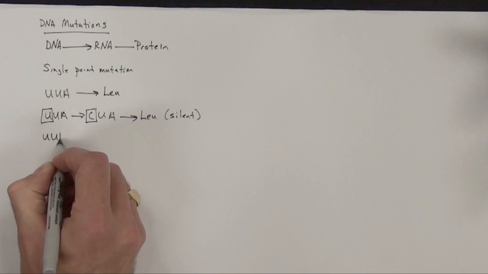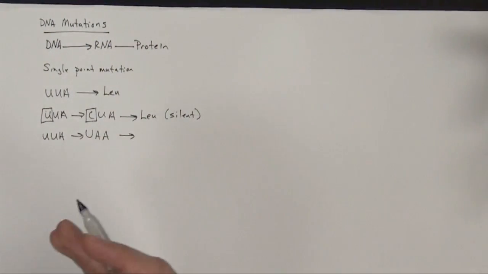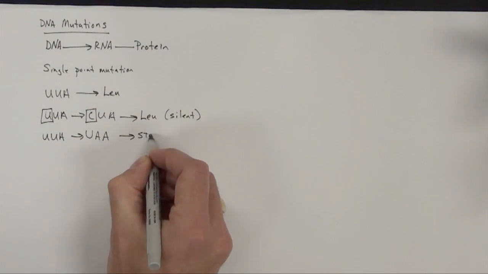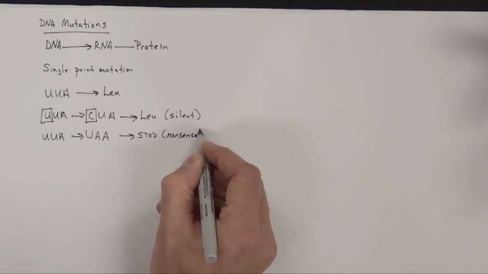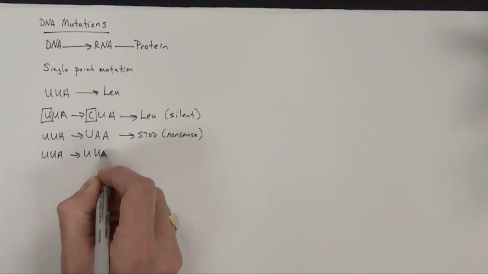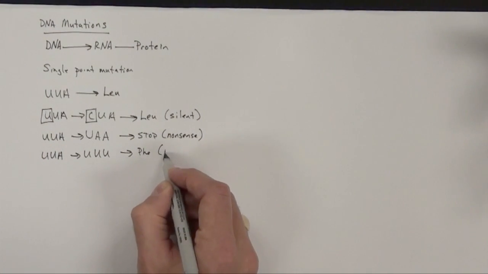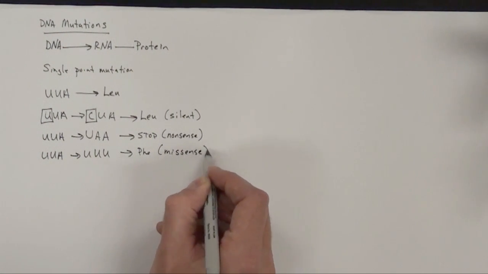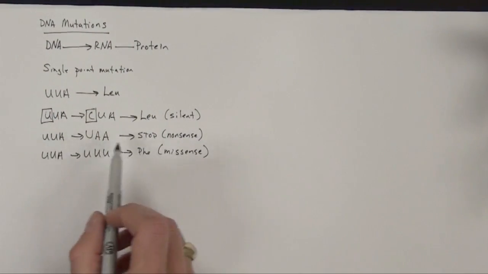If we then go from UUA and change it to UAA, we're going to go from a leucine actually now to a stop codon. So now actually from encoding an amino acid in the first place, we now are going to stop the production of the protein at the ribosome. This is referred to as a nonsense mutation. If I go from UUA to UUU, we will go from our leucine now to a phenylalanine. Because we changed the amino acid, this will be referred to as a missense mutation. So once again, a nonsense is moving from an amino acid to an actual stop codon.